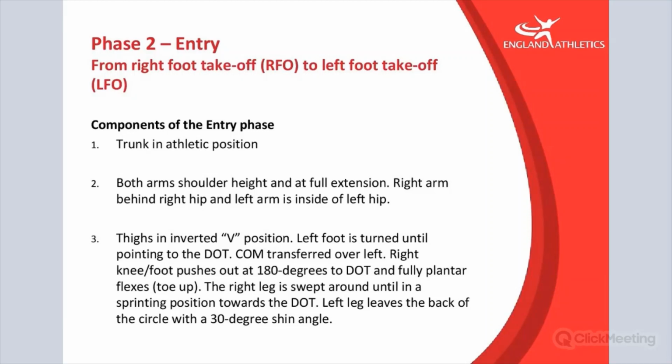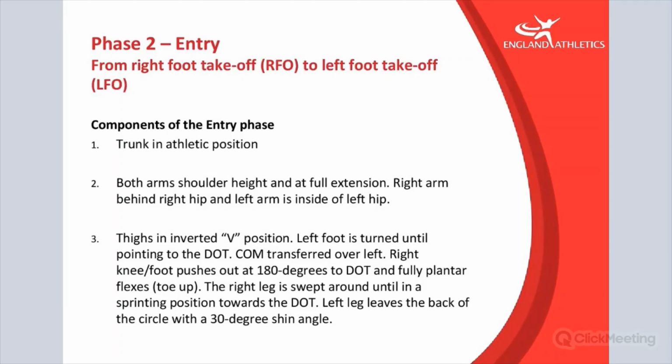Now, what we want to see as we start to unwind is that the thighs end up in an inverted V position, and I'll show you that in the video in a second. The left foot is turned until it's starting to point to the direction of the throw. Now, if you listen to Gary's presentation last week, he was talking about how the first movement after wind up is to drive the left heel out towards the back of the circle. So that starts our movement.